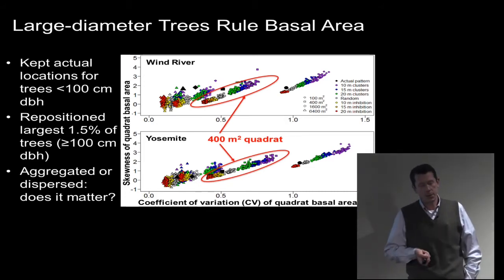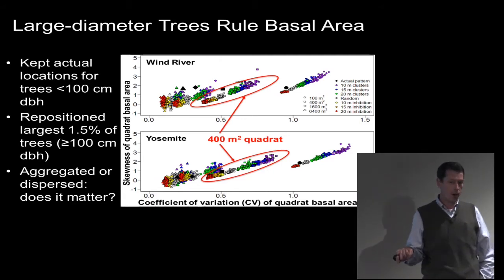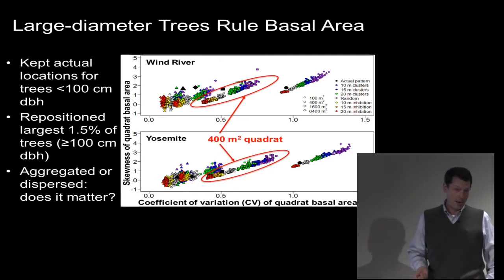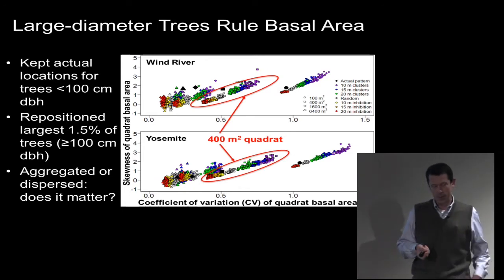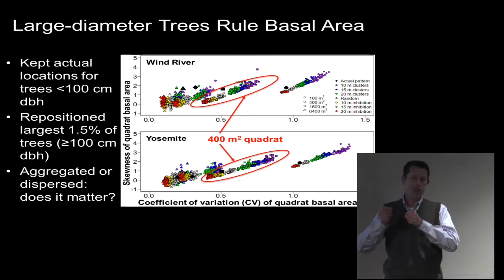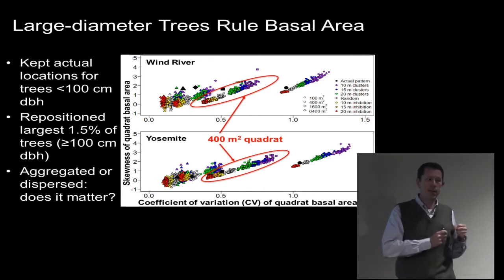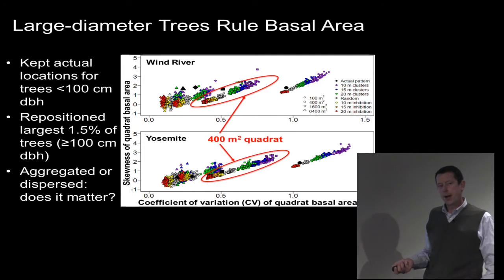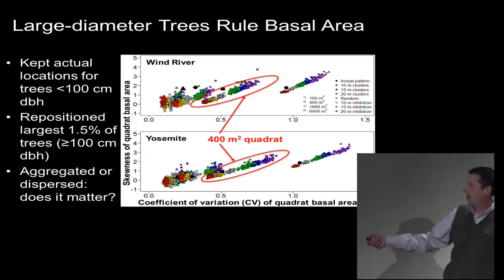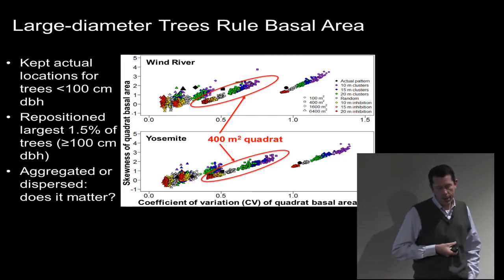Then we wanted to say, well, does where the big trees are really matter? So we did a simulation experiment where we kept the location of all the 98% of the small trees in the same place, and then we repositioned the big trees. We took them out and we repositioned them randomly based on inhibition or aggregation patterns, and we looked at their effect on heterogeneity, which we judged by 2 measures, coefficient of variation and skewness of basal area.